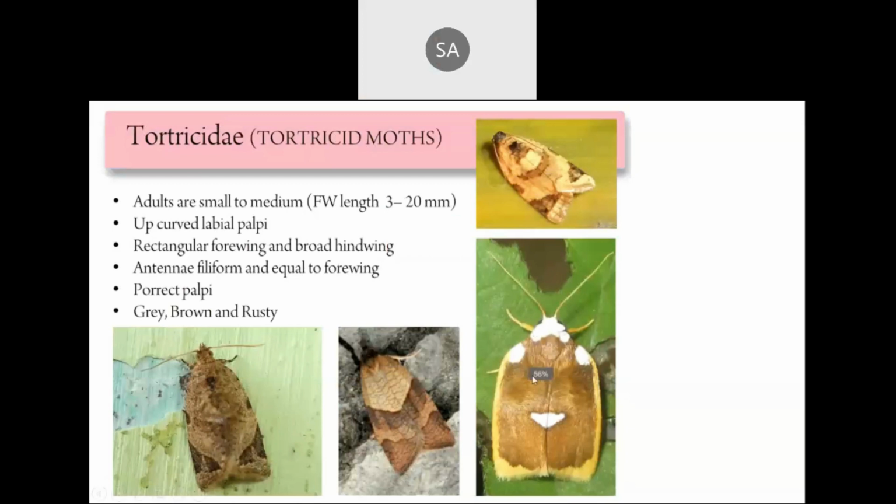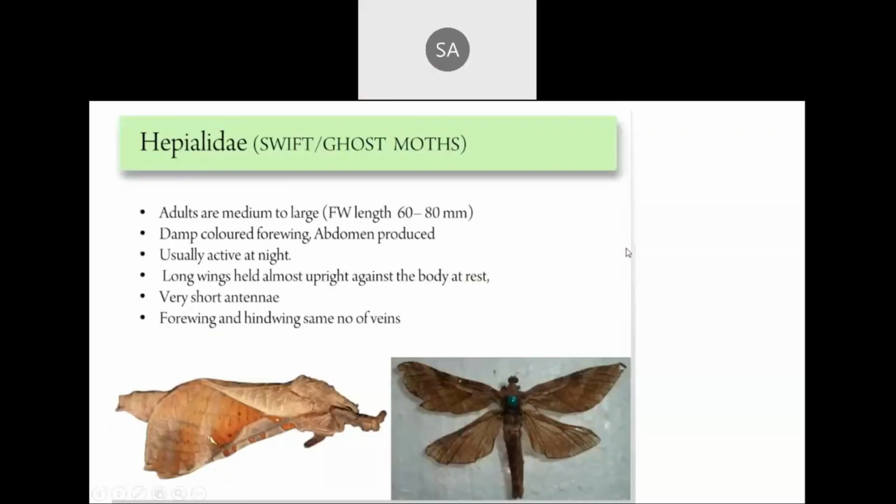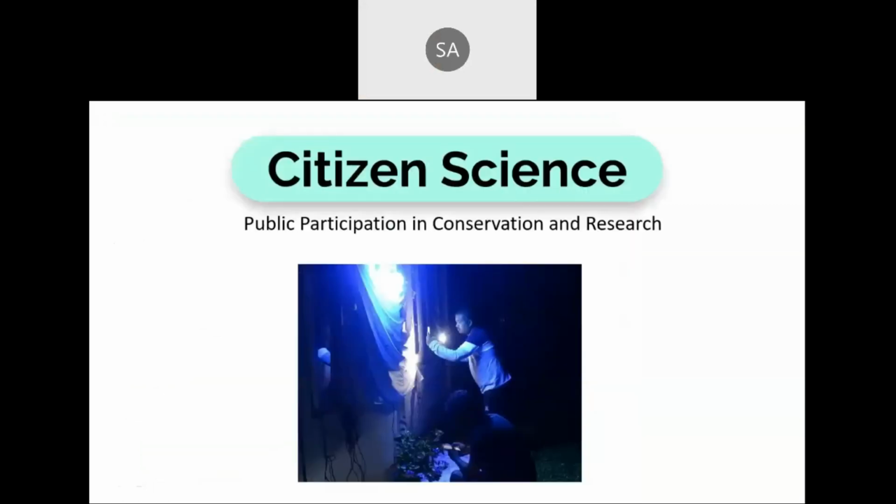So these are tortoise moths, very small in size. Then the swift or ghost moth. These are very primitive moths. They are very active at night, and in light traps they usually come in large numbers. That's all about the different moths.